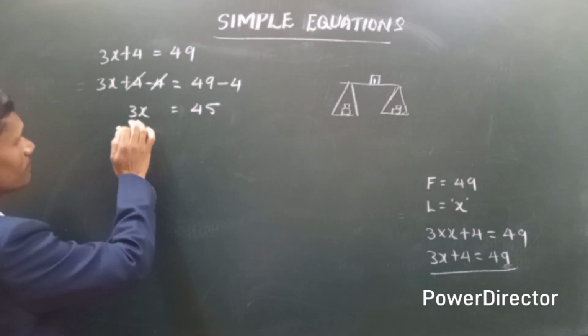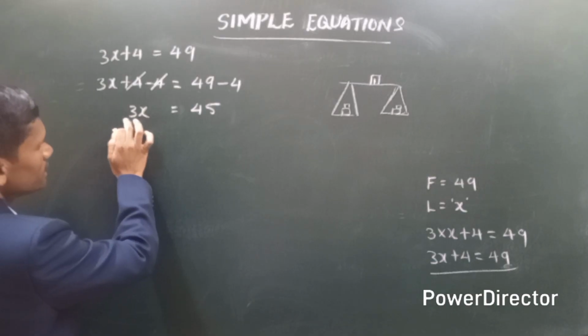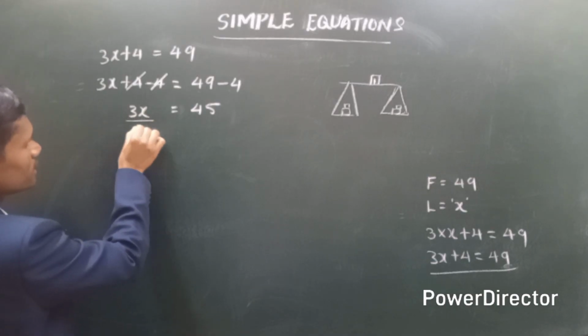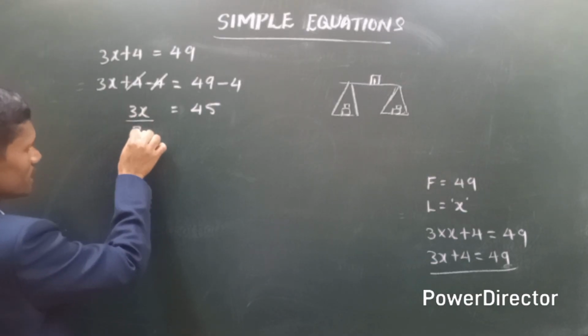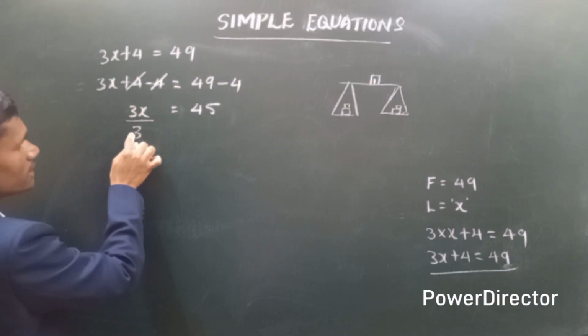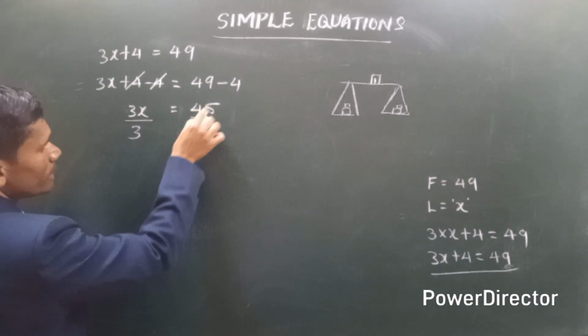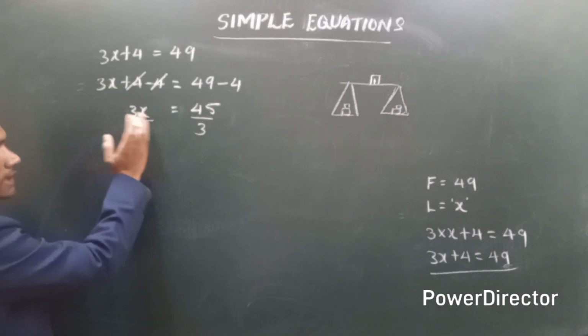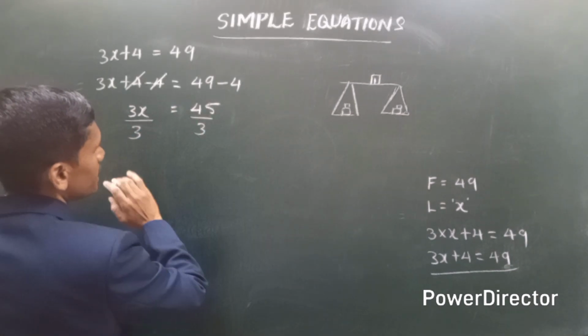So what to do for that? You divide this 3 by 3. I am dividing this by 3 because this 3 I don't want. To cancel this I have to divide this by 3, right? And you have to divide here also by 3. What you are doing on the left side, the same has to be done on the right side also.